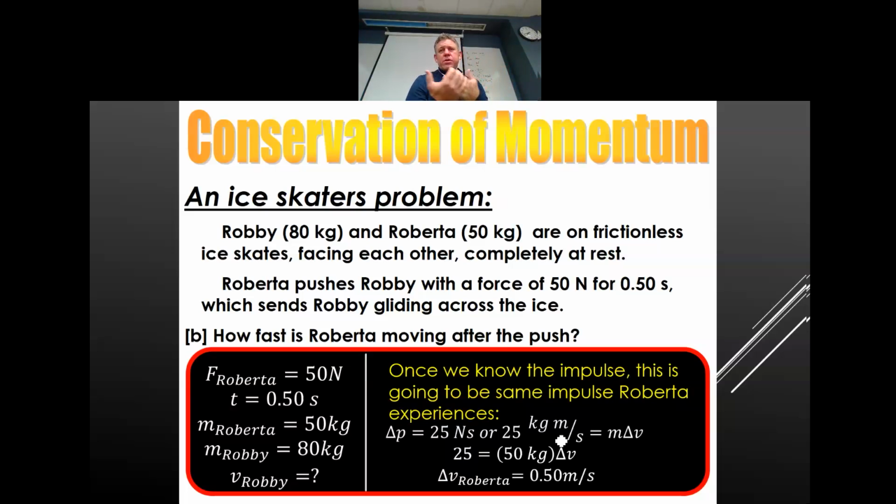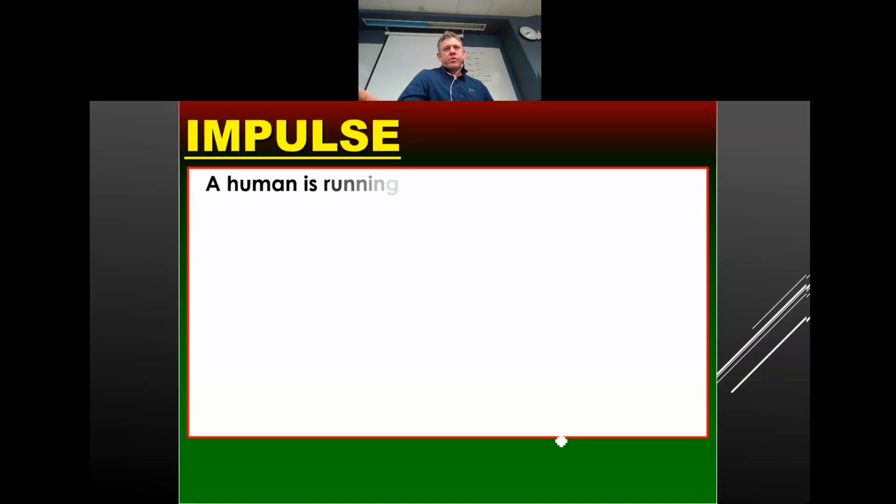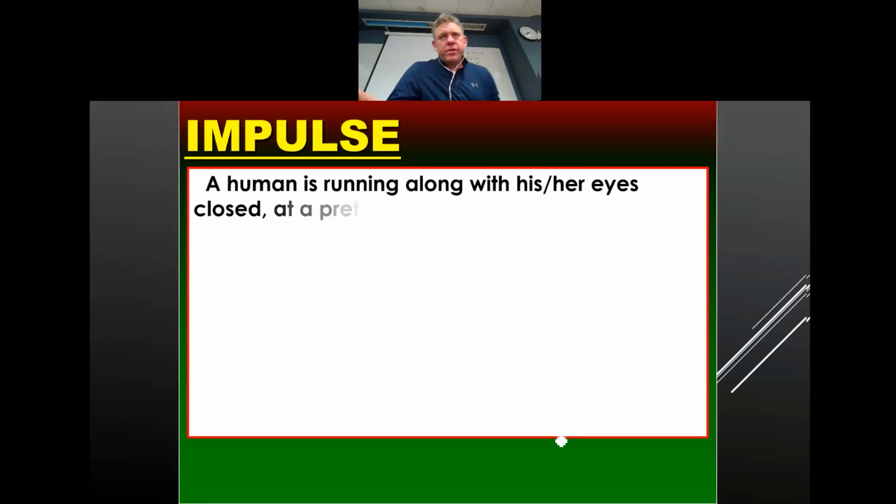Once we have impulse, then we just work with impulse to find either a mass or a velocity based on that force and time that was given to us. All right? So that's an ice skater's problem. All right, next one. Running into a wall.